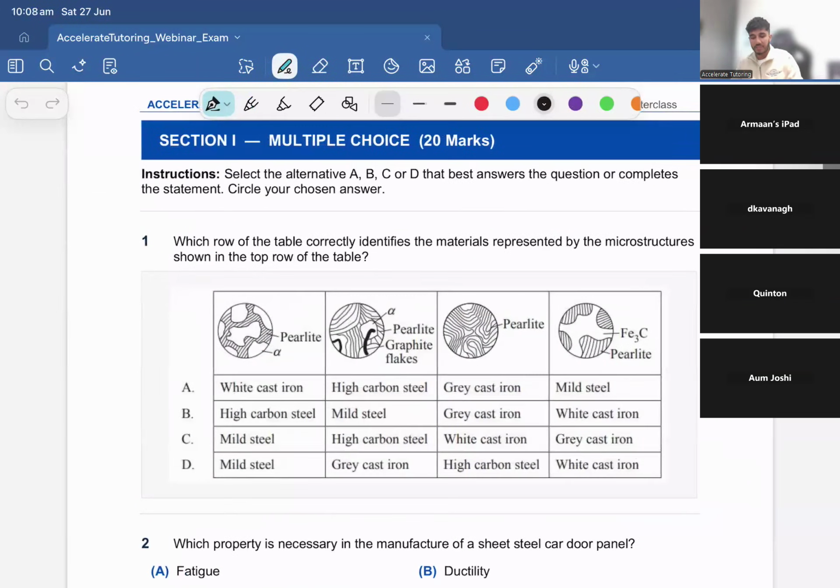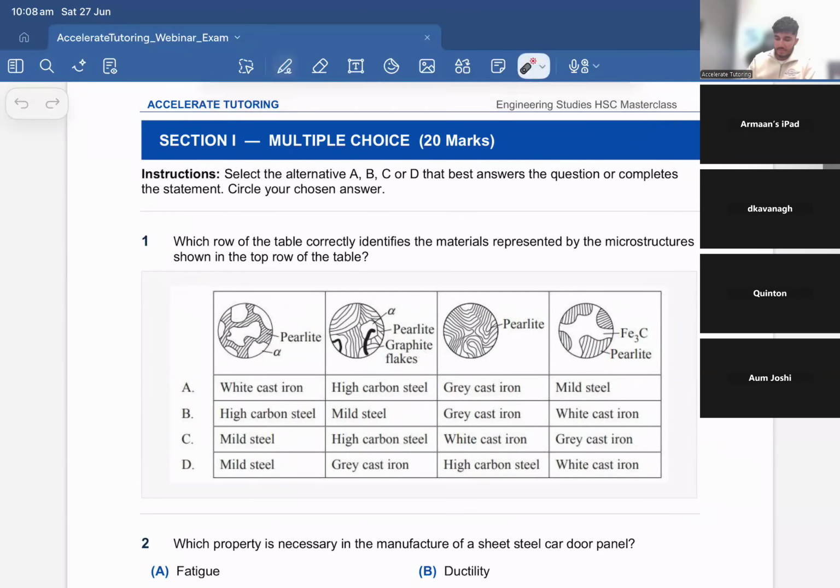Alrighty. This first question, it's from a previous HSC paper. It says, which row of the table correctly identifies the materials represented by the microstructure shown in the top row of the table? So as you guys can see, we have 4 different microstructures shown. We want to select which option is the correct answer and correctly represents this. So anyone want to unmute themselves or in the chat, let me know what they think the answer might be. I can explain it as well and go through the answer myself. Anyone have any thoughts? Put in the chat.